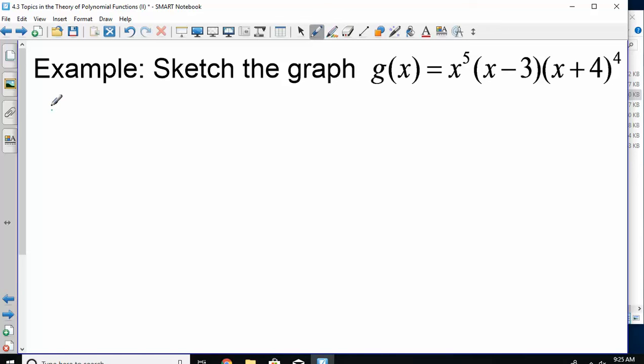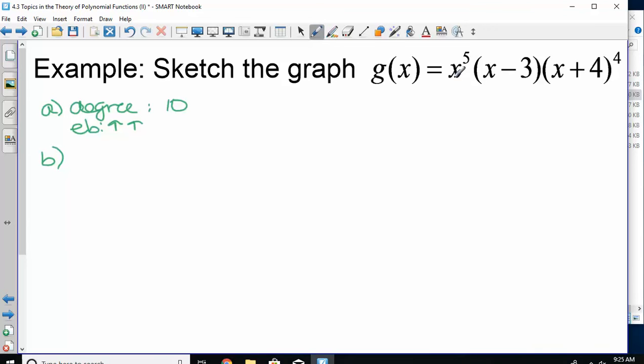All right, so part A, what is the degree here? Let me just think about it. If we multiply it out, we have 5 x's here, 1 here, and 4 here. So it is 10. So what's the end behavior? Up, up. Remember, if it's an even degree, it looks like a parabola, unless we had a negative in front, and that would flip it upside down.